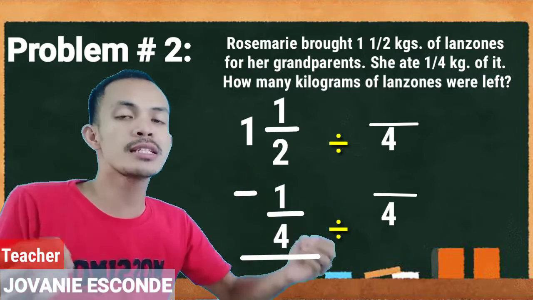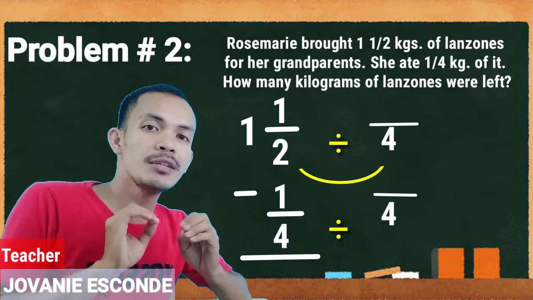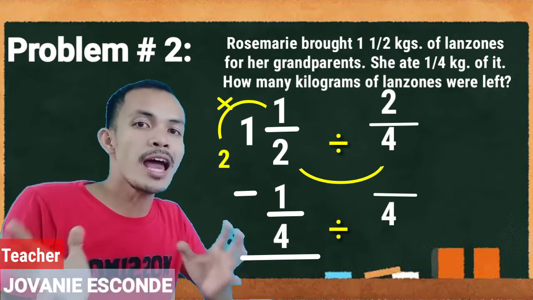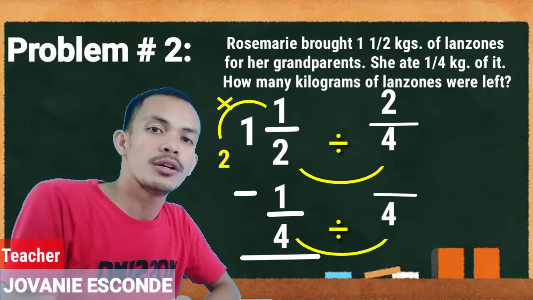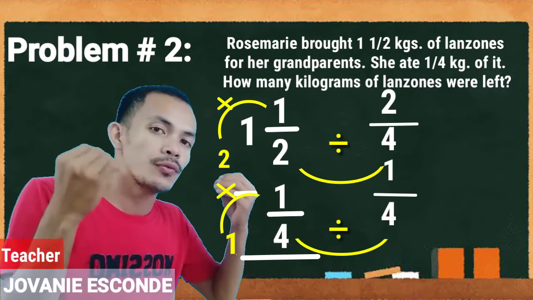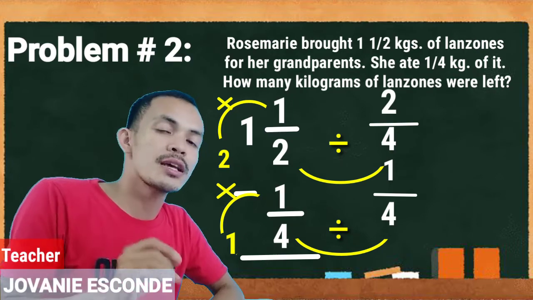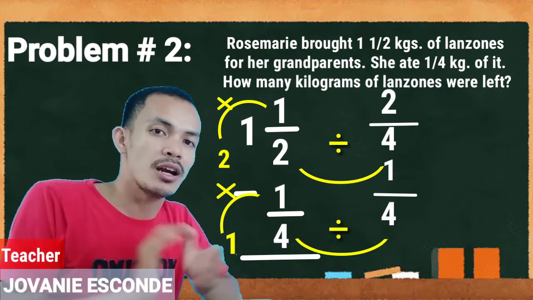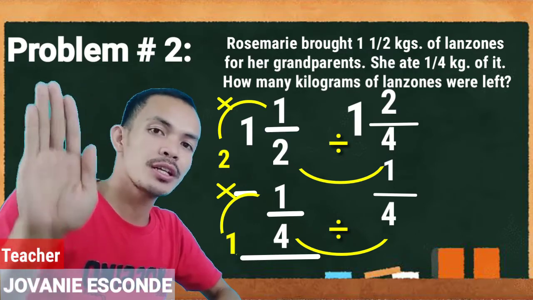Next, we are going to divide the LCD by the original denominator. So we have 4 divided by 2 is 2. 2 times 1 is 2. So 1/2 is equal to 2/4. Next, we have 4 divided by 4, which is 1. 1 times 1 is 1. So now we have new fractions, and the fractions are already in similar form. So 2/4 minus 1/4. Can we now subtract? Yes, because the two fractions are similar. So 1 and 2/4 minus 1/4. Never mind the whole number 1 first.